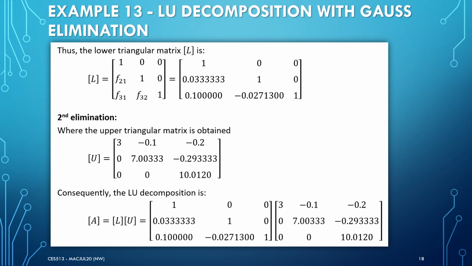So we can straightforwardly obtain the triangular matrix L by substituting F21, F31, and F32 from the previous calculation into this matrix. And then we continue with the second elimination, where x2 is eliminated from the third equation. Consequently, the LU decomposition is A equal to LU. L is the lower triangular matrix obtained from the above equation, and the upper triangular matrix is obtained from the second elimination.